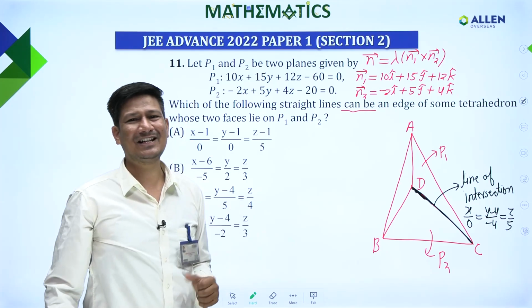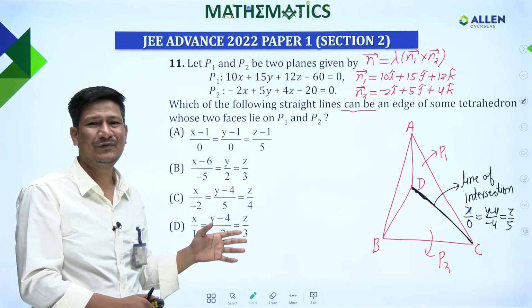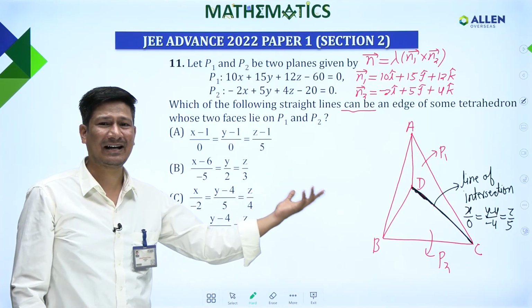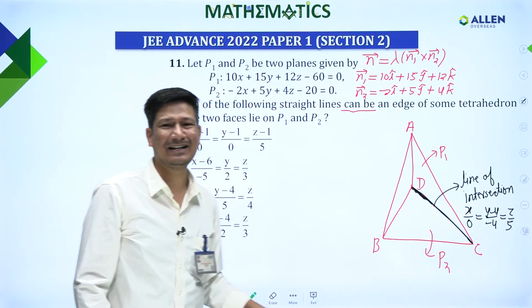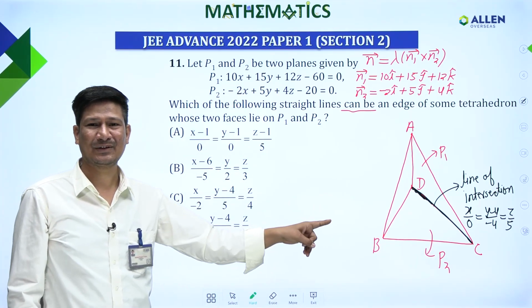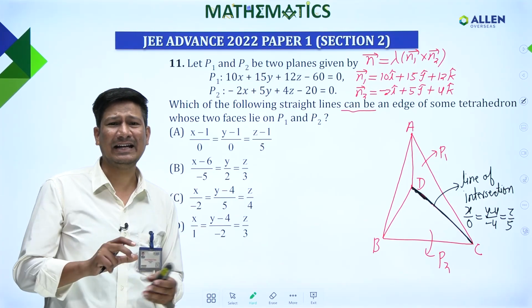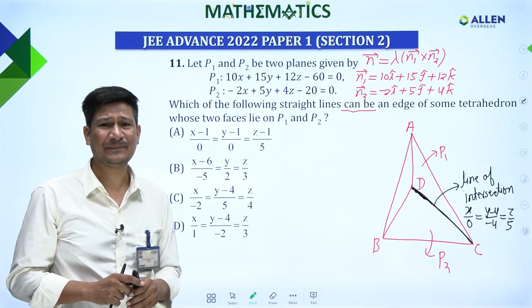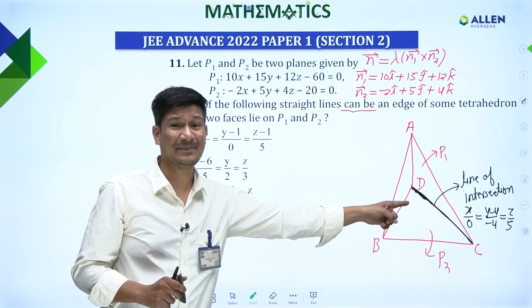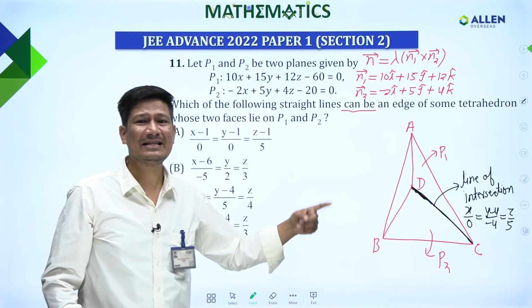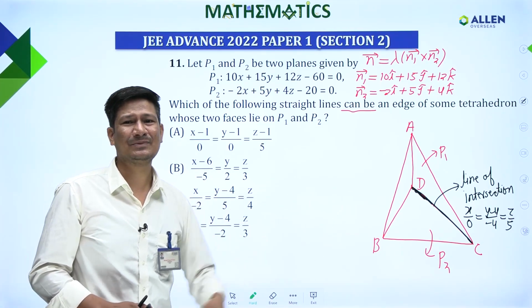Now guys, after that, we have to check which of the lines given in the options can be the edge of some tetrahedron. That one is the line of intersection, and it is an edge of the tetrahedron, but in none of the options do we get this one actually. Now we have to check the lines. Which line can be the edge of the tetrahedron? See carefully: any line which is skew with the line of intersection can be the edge of the tetrahedron.